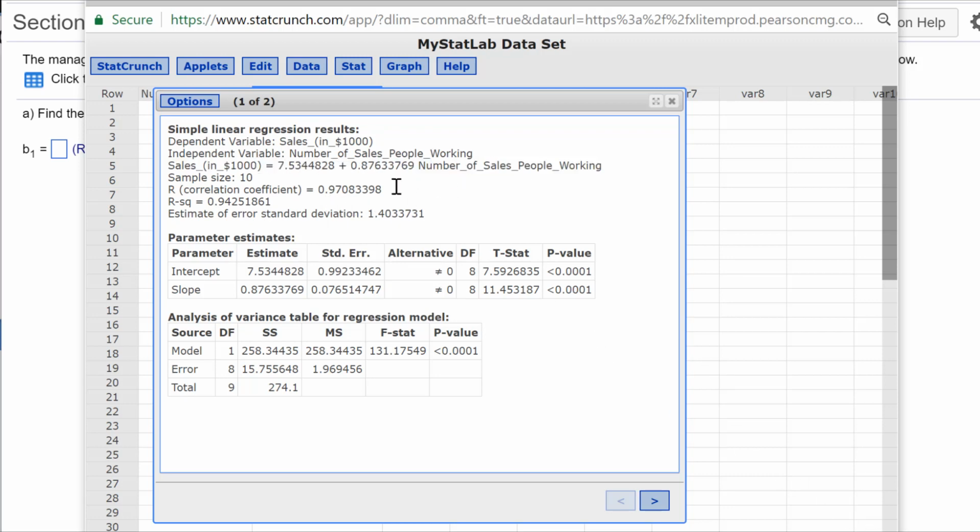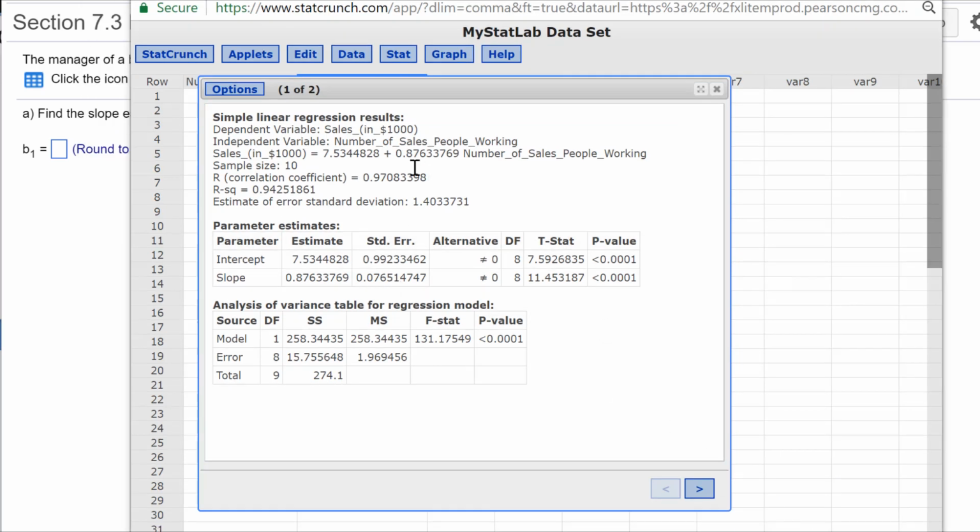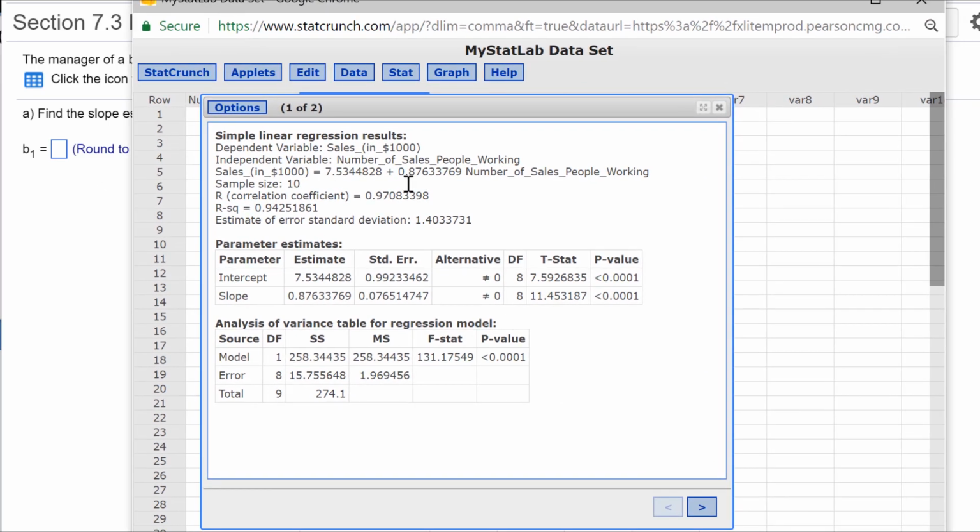So what is my slope, b1? So my slope is the value right here. And I was looking for the rounding. We round to 3 decimal places, so we're going to have 0.876 right here. That's my slope.